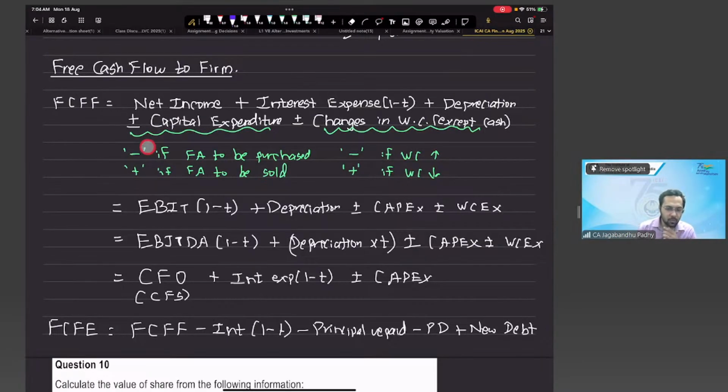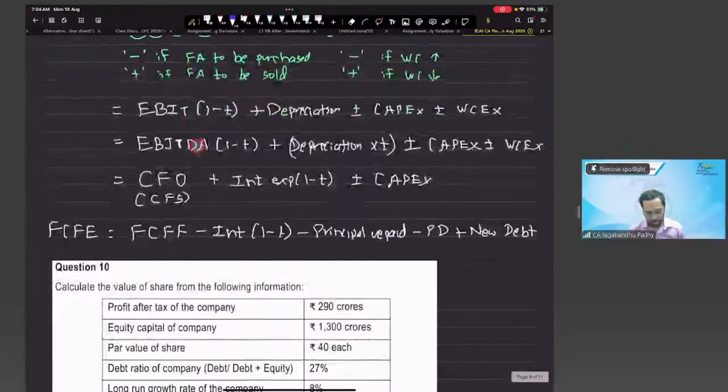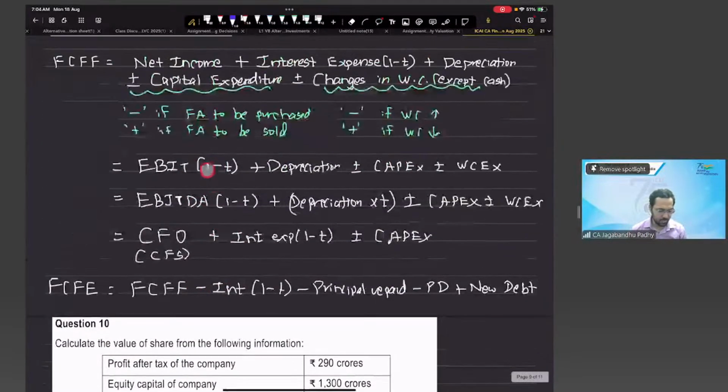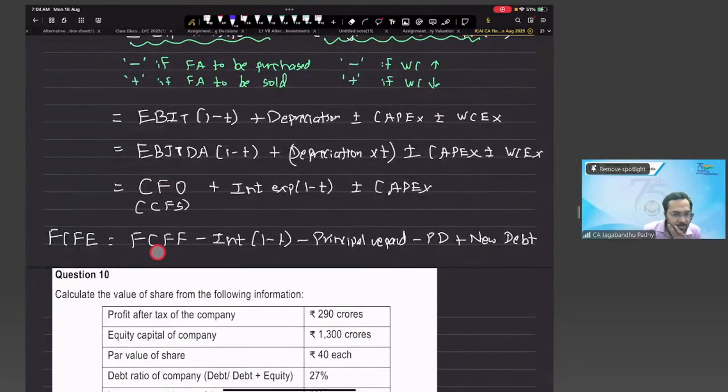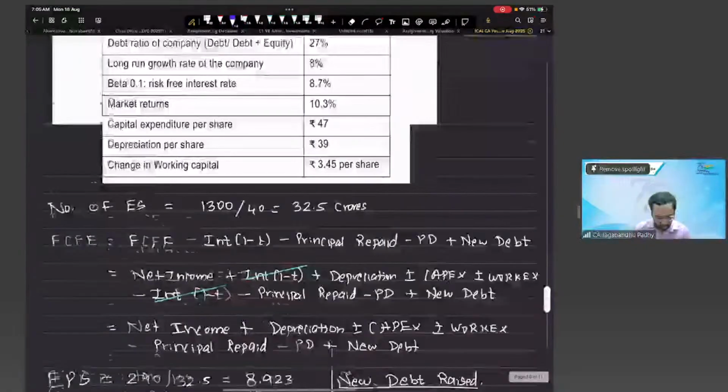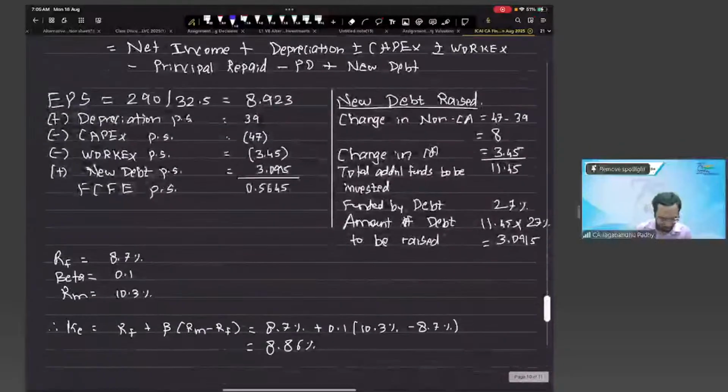Free cash flow for equity is basically removing that debt component from the FCFF, which involves FCFF minus the post-tax interest, minus the principal repaid, minus the preference dividend, and also any additional new debt raised. Or you can also say that both principal repaid and new debt would be the net debt raised. Okay, so we've done one of the questions based on that.